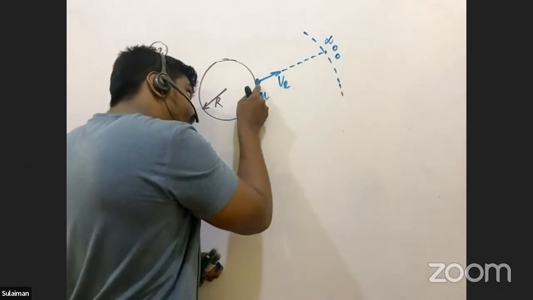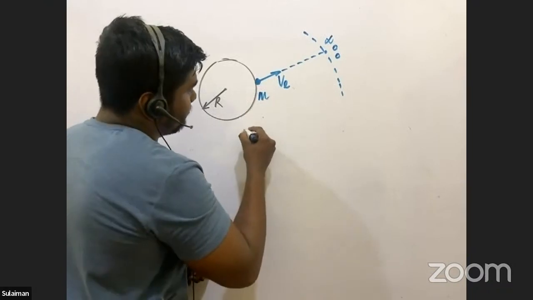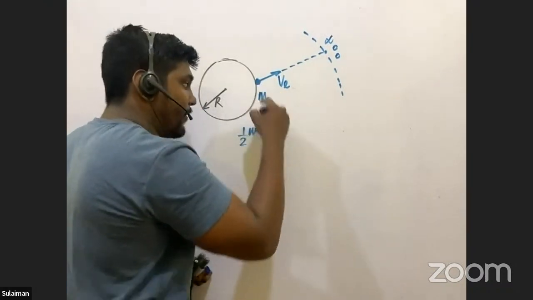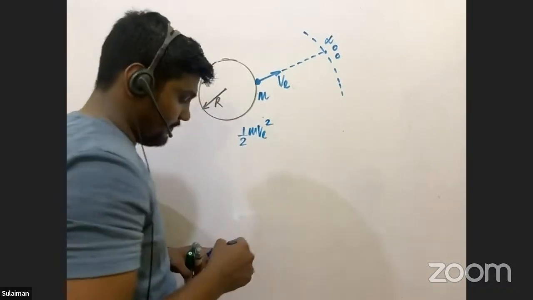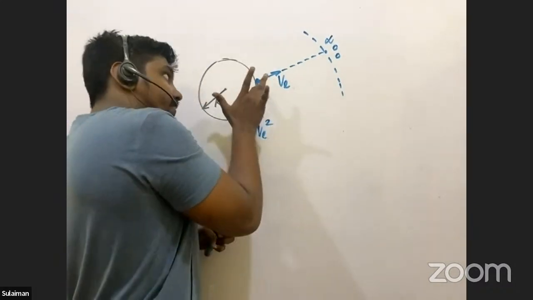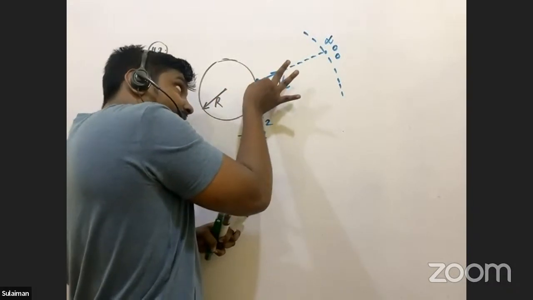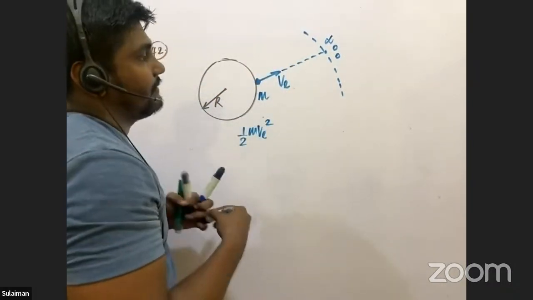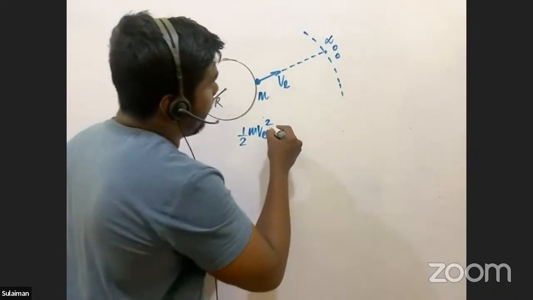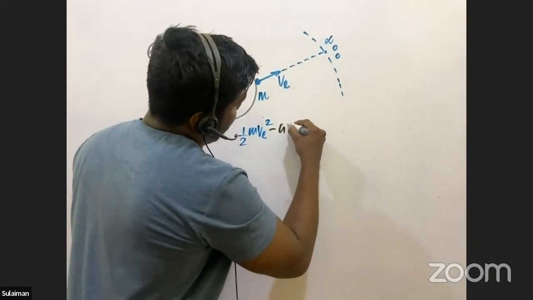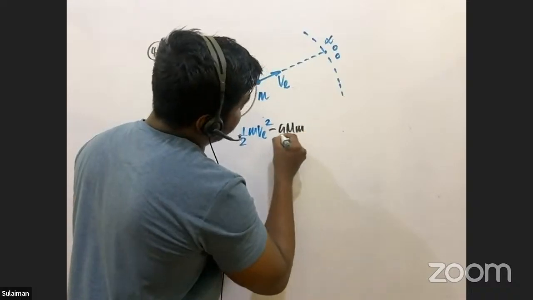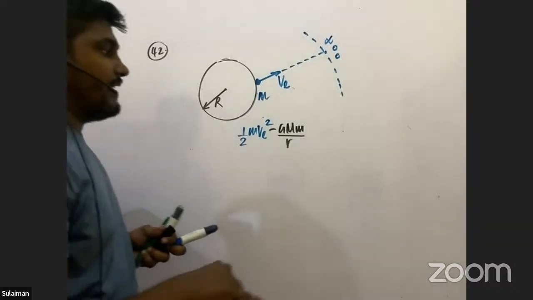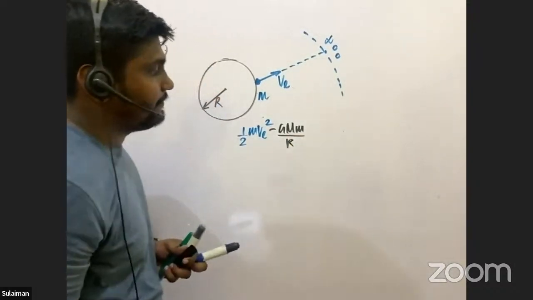When this object is on the surface of the planet, what is the kinetic energy? Half mass, simple m, velocity is escape velocity, V_E whole squared. What is the gravitational potential energy on the surface? Minus G capital M simple m over R, where R is the radius of the planet.